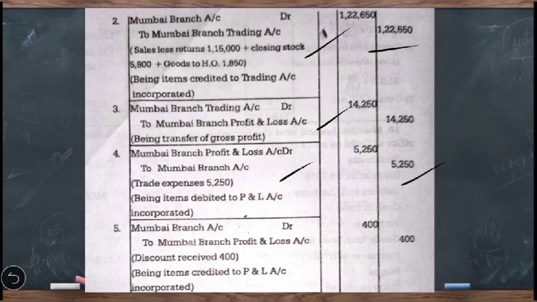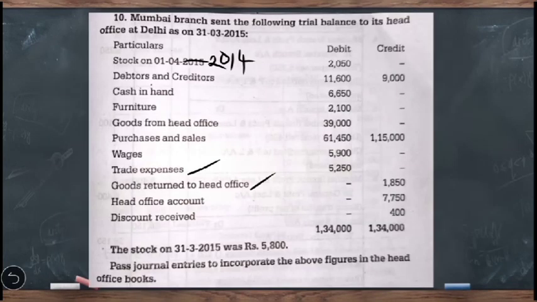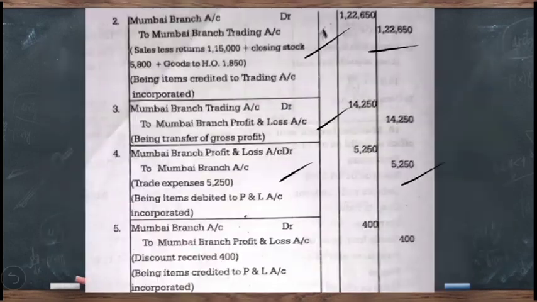Then the 5th incorporation entry we have to pass is for incorporating the credit item of profit and loss account. Here we find only one credit item, that is income, discount received amounting to 400. There are no other incomes. So to incorporate this, the entry will be Mumbai branch account debit to Mumbai branch profit and loss account, amounting to 400. We can write the narration like being the incorporation of credit item of profit and loss account.